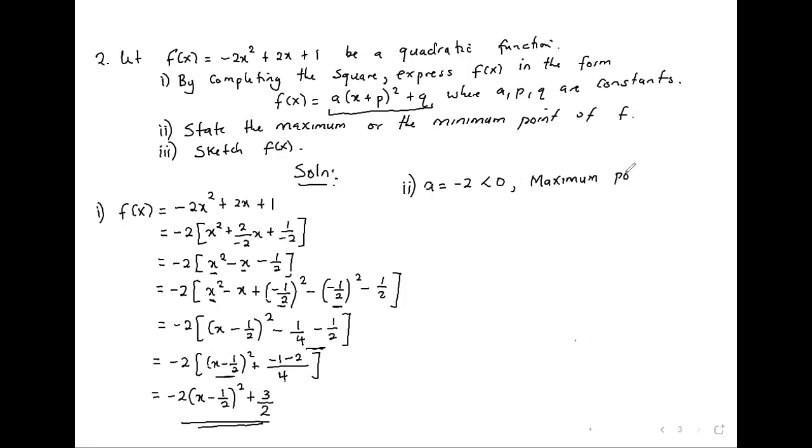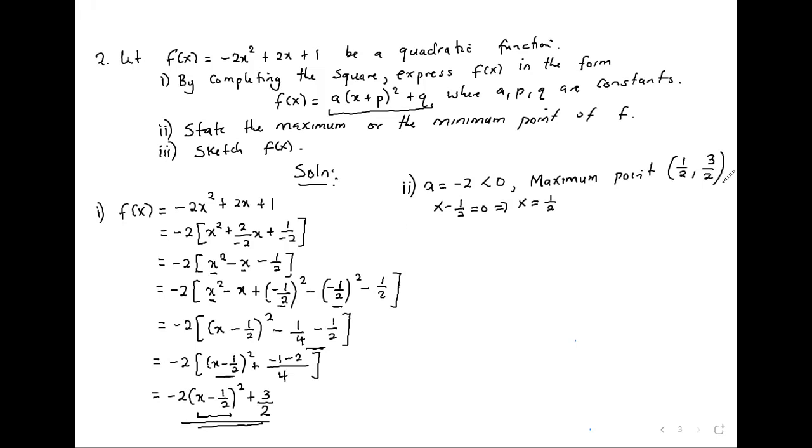The maximum point is equal to, you pick the inside of the brackets, x minus 1/2, and equate to 0. You find the x coordinate, x is equal to 1/2. So you put 1/2 here, comma, then you pick this number that is alone here with its sign. It becomes the y coordinate, positive 3/2. Together, that is the maximum point.